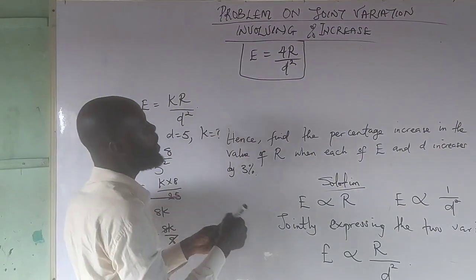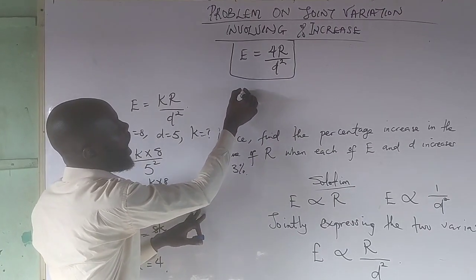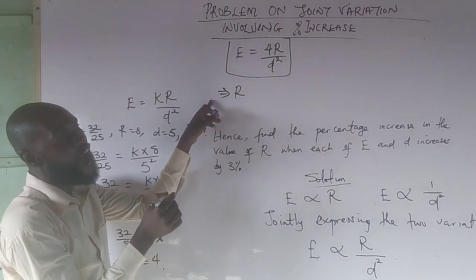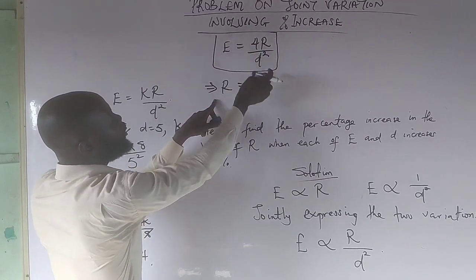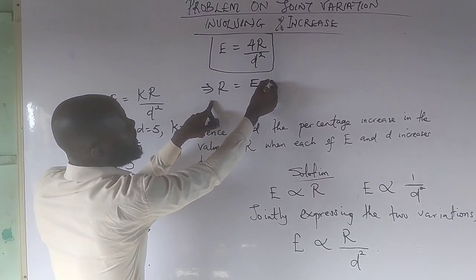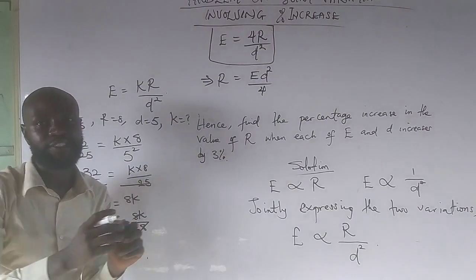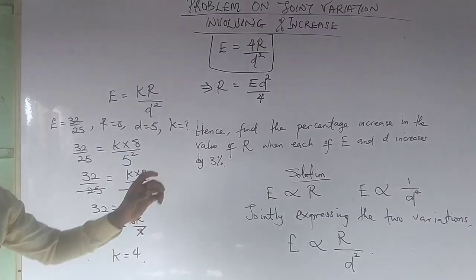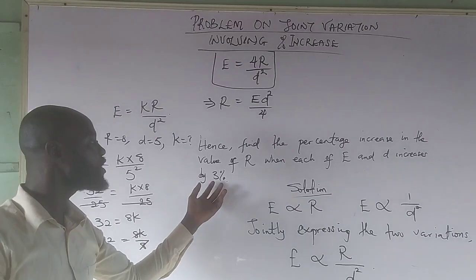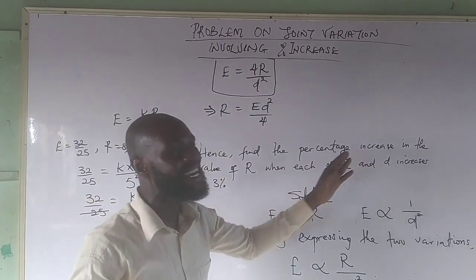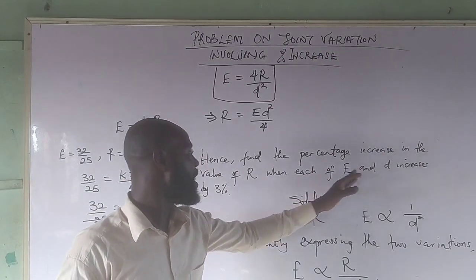So if we transform our equation, this implies that R equals E cross multiply. We are going to have E times D squared, ED squared divided by 4. So this is my equation expressing the value of R. Now the question states further that the percentage increase in quantity E and D is 3%.